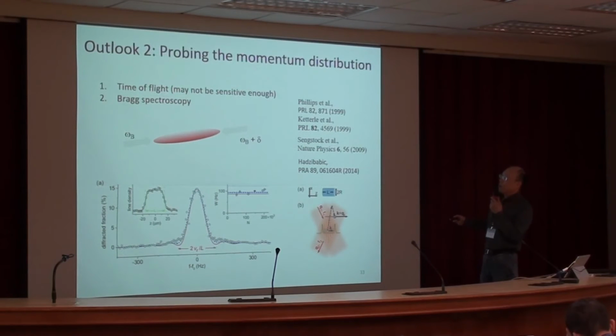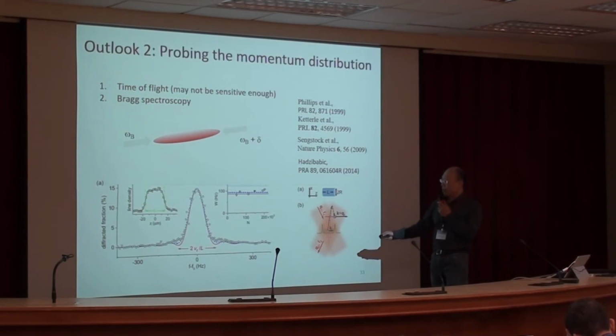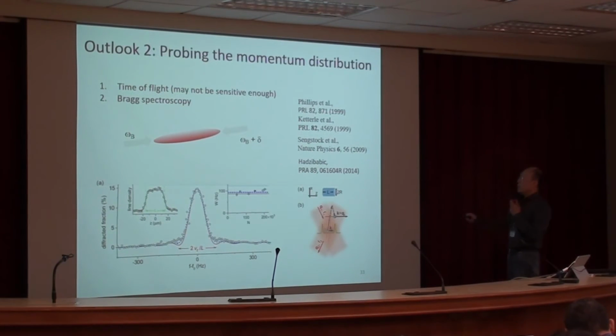So people have also used Bragg spectroscopy, two-photon transition, coupling of motion out, so you can basically probe the momentum. But the thing is, when the tube is very flat, the frequency scale will be very low. So this method will also be challenged, although people have demonstrated very, very high resolution.